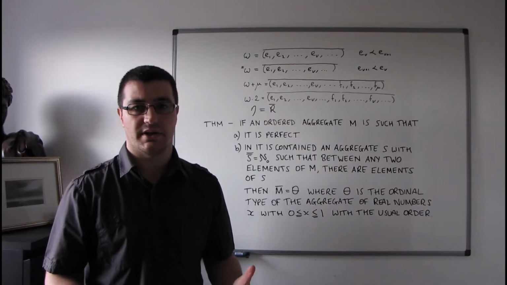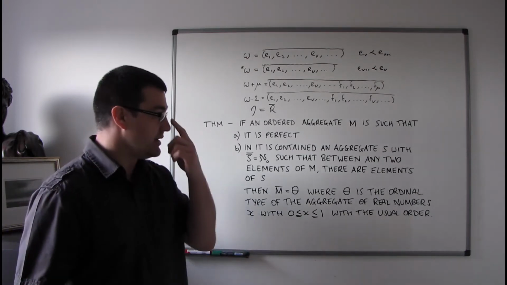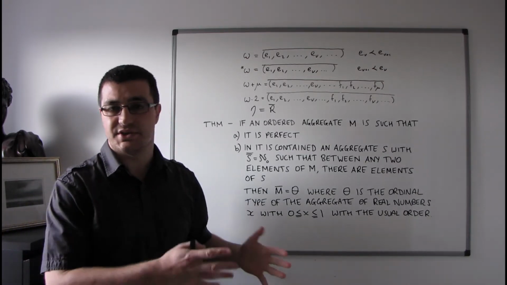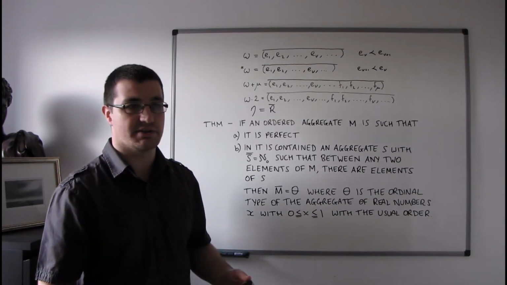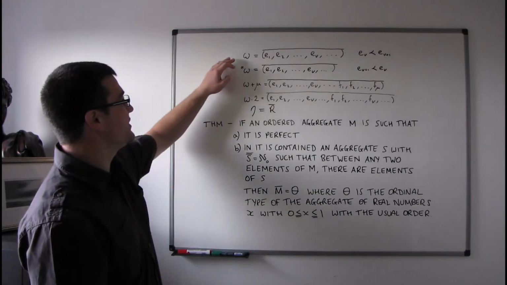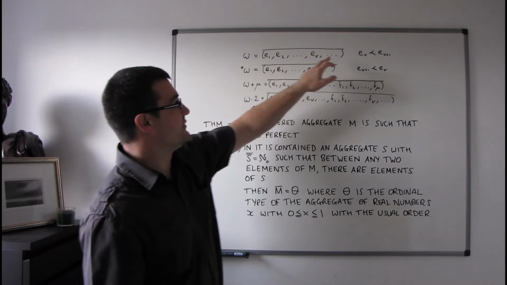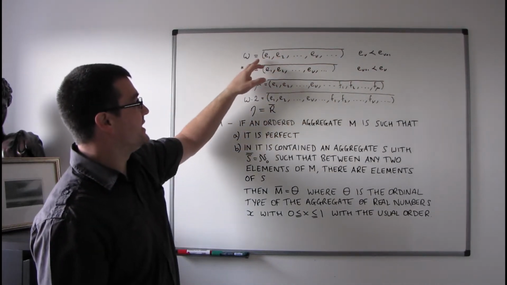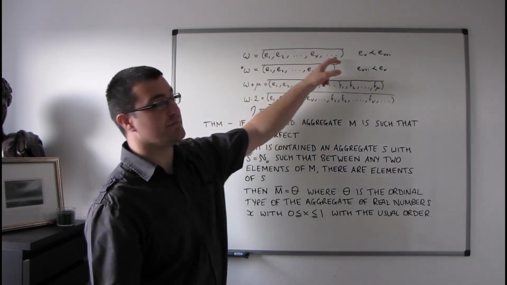Let's just have a quick look at some aggregates, some ordinal types similar to the ones that we've just been discussing, so things like closed aggregates and closed ordinal types. If we look at the ordinal type omega, which arises from an aggregate of this kind of form, then this aggregate has no principal elements.